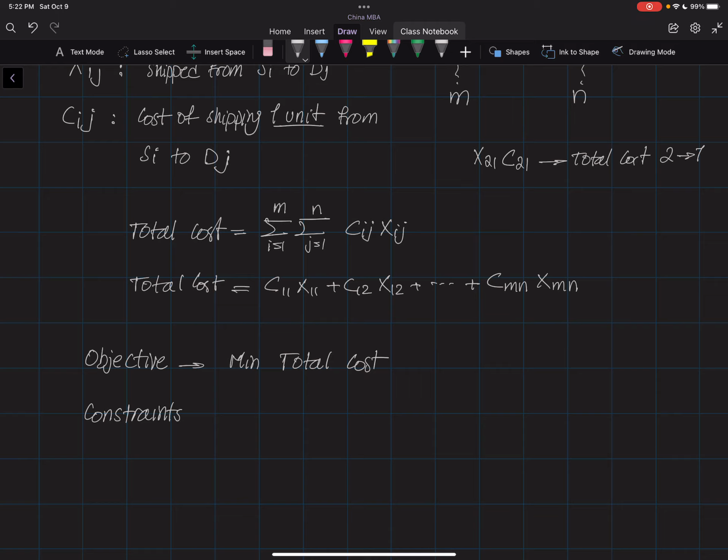To introduce my constraints, I need to define a few things. First, s_i is the supply available at point i, and d_j is the demand required at demand location j. Based on this, I have these constraints. First is the supply constraint. The supply constraint is that we cannot ship more than the amount available at each supply point. So let's go ahead and talk about the supply constraint.